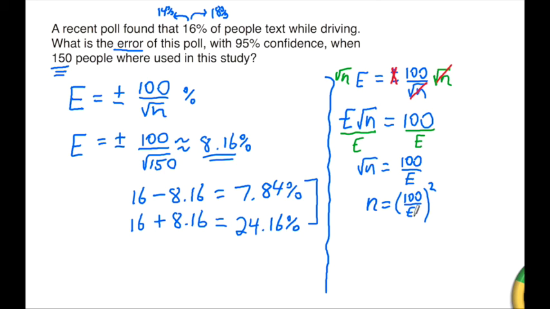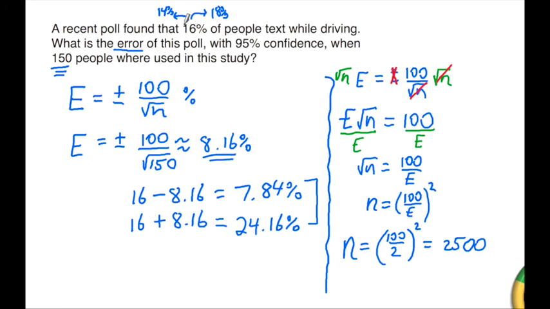All right, so if we want our error to be 2, we just have to plug it in there. So we're going to get n equals 100 divided by 2, which is 50. And we're going to square 50. And that comes out to be, let's see here, 50 times 50, that would be 2 zeros and a 25. So we would have to survey 2,500 people to get a better error of only 2% on the survey.